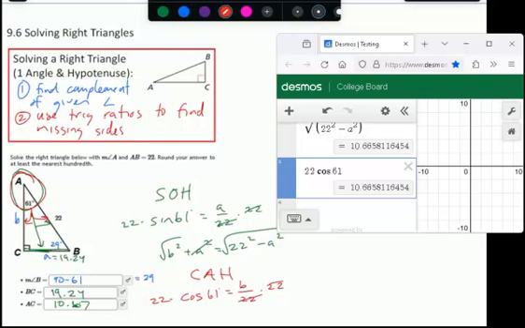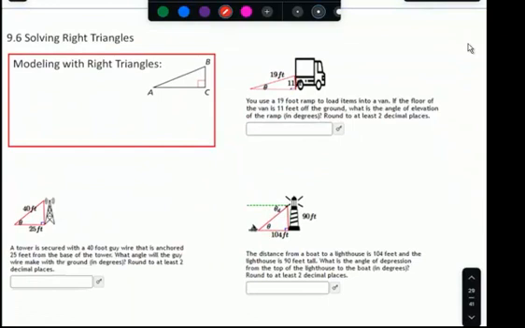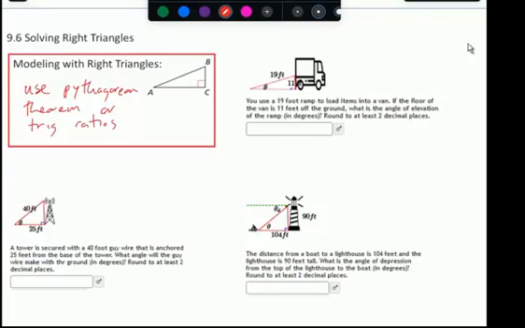All right. So the last part of solving right triangles is to do story problems involving these. And if this is the case, you have to choose: are you going to use the Pythagorean theorem or trig ratios? Anytime you see a right triangle, that's what you should try first. And so I want you to see if you can answer all three of these.